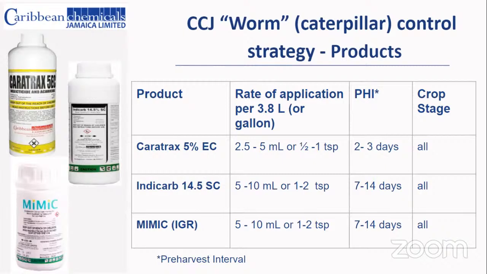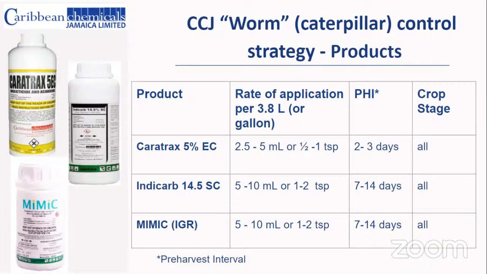Now, the rates of these products are quite low. None of them have exceeded 10 milliliters or 2 teaspoons. And we have given you a range, and this range, again, is dependent on the pest pressure. So in that case, we are trying to stick very close to IPM practice, so we don't want to apply unnecessary pesticides. In a case where the pest pressure is low, you can start from a half teaspoon, which is 2.5 ml, and as the pest pressure increases, you may go up to a teaspoon for Cartrax.